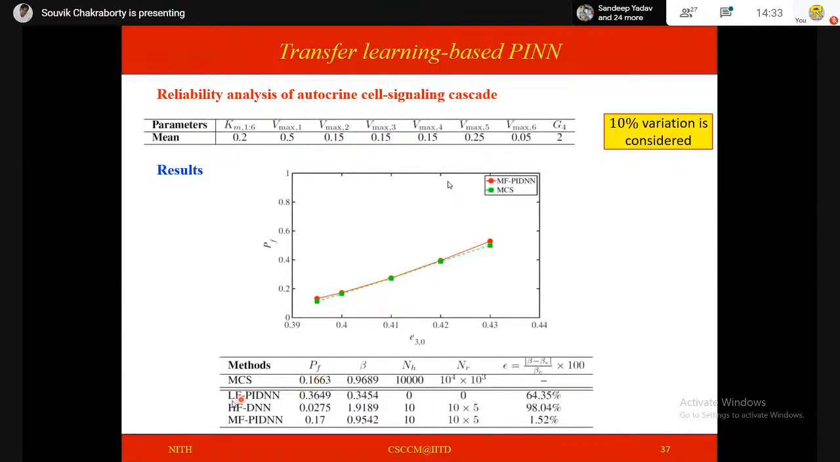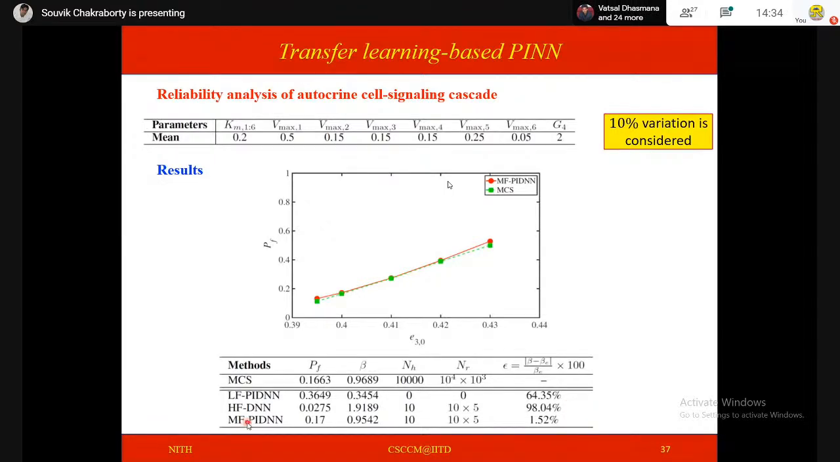Now, what happens if you only train with the low fidelity physics? Because now the physics is different from this MCS, you will get erroneous results, and that is obvious. There is a 64% error. What happens if you use your limited data? Since data available is very less, the neural network is unable to learn, and there is close to 100% error.